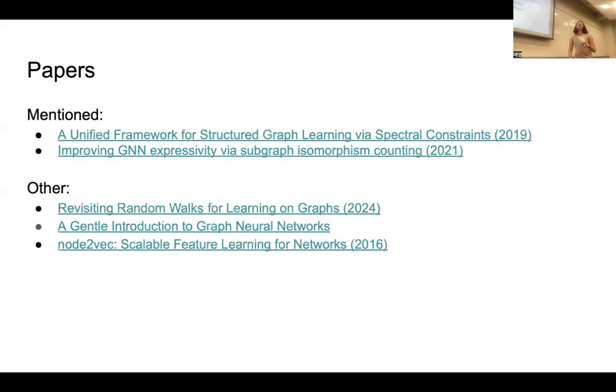So that's pretty much it. These are the two papers that I went over. These are just a few other papers: the classic gentle introduction to GNNs, and another paper that I thought was really interesting but didn't have the time to read through in detail, random walks for learning on graphs. There's a lot of cool stuff out there about graph traversals and how that can be utilized for learning. And then there's Node2vec, which is also probably pretty classic.